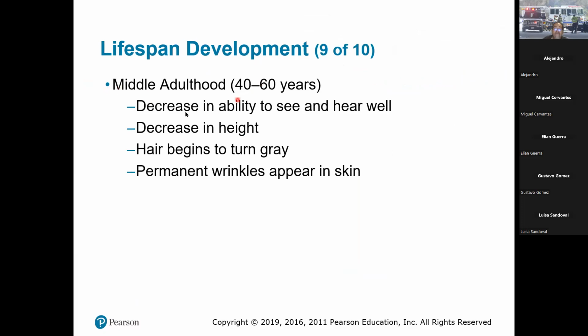Okay, middle adulthood is 40 to 60 years of age. There's a decrease in the ability to see and hear well, decrease in height, hair begins to turn gray, and permanent wrinkles appear in the skin itself.